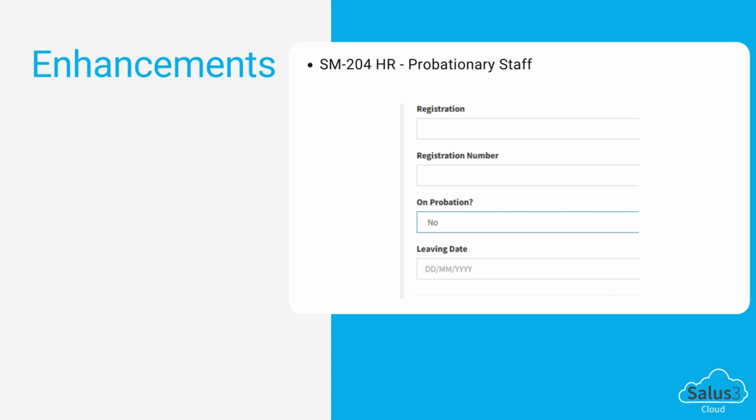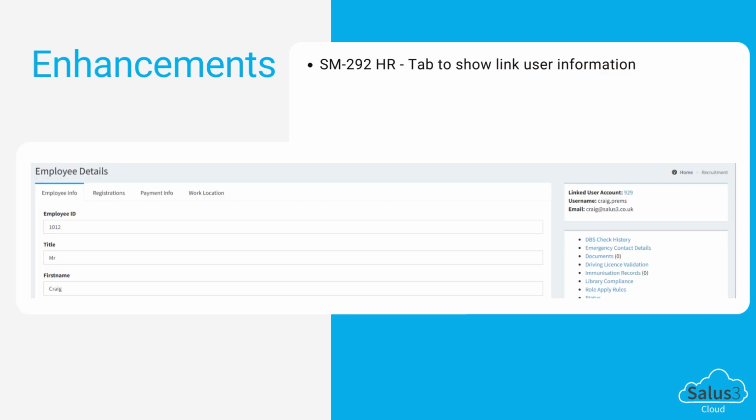You are able to record if any staff or employees are on probation. We have a new yes no field available within the HR module. We have created a new linked user account box within the employee details screen within the HR module. So once you've linked an employee to a user account, you'll be able to see that user account username and email, and clicking on the user account ID will take you to that employee's user account.